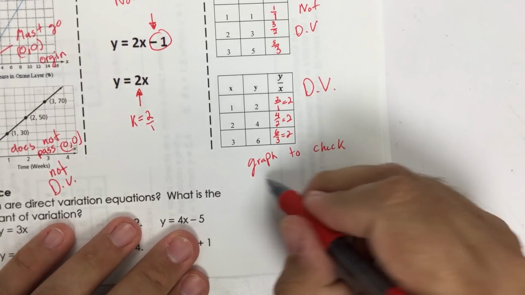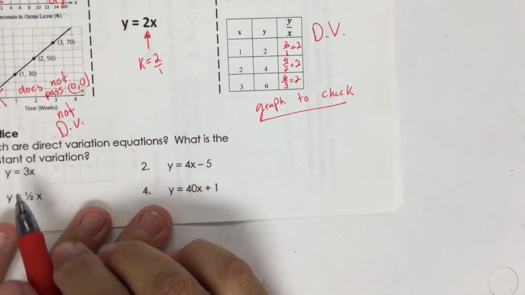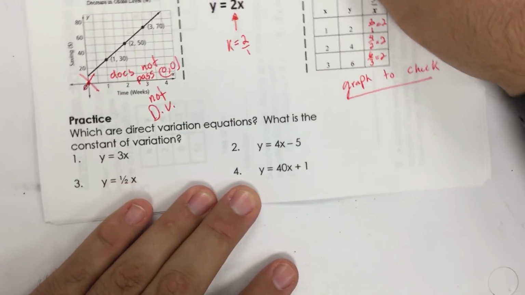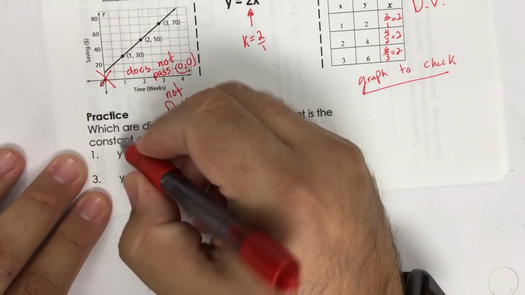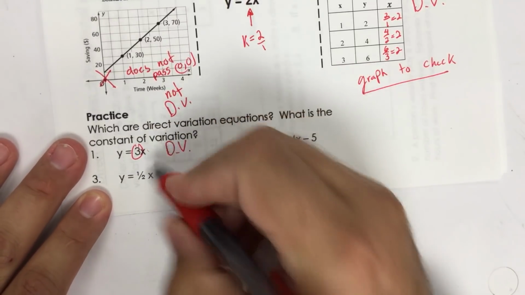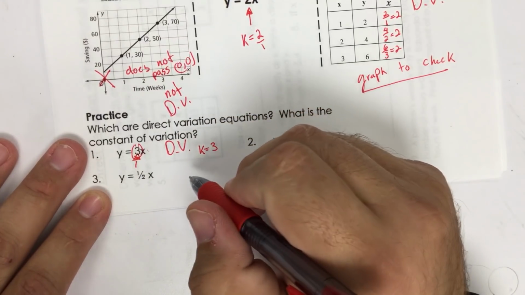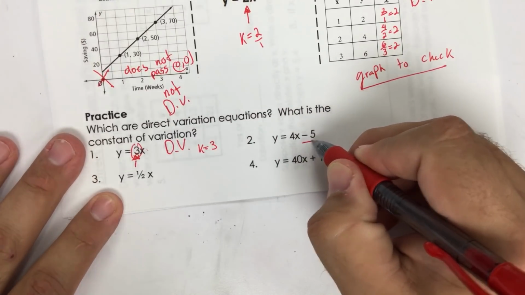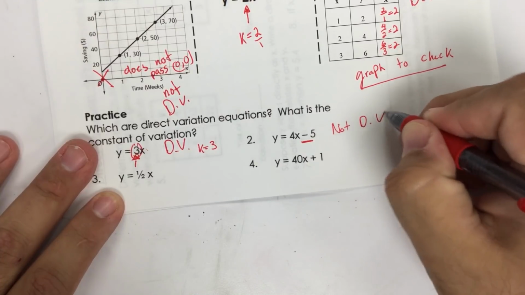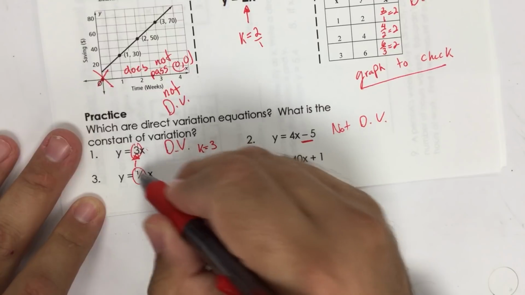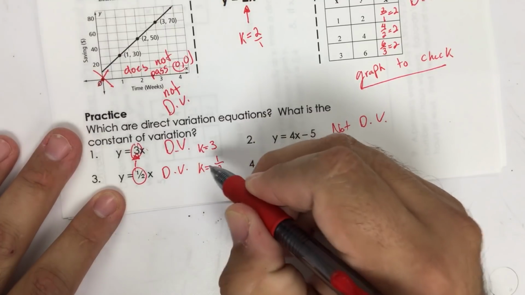We'll talk more about this in the next unit, but when we have equations like this, y equals, which are direct variation equations, what is the constant of variation? For number 1, you'll notice there's no plus or minus, so we're good to go. So number 1 is direct variation. Since it's direct variation, you'll notice that the 3 is my constant, so k is equal to 3. Number 2, on the other hand, is not direct because we have this minus 5. So this is not direct variation. That's the easy peasy way to show it. Number 3, there's nothing added or subtracted, so this is direct variation, and my k is equal to 1 over 2.